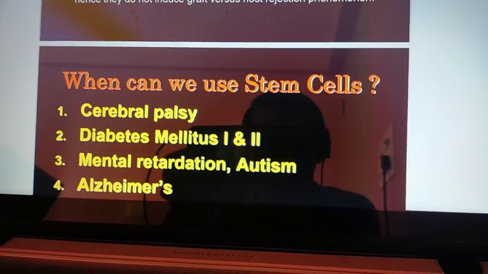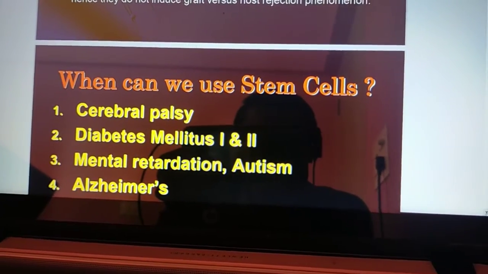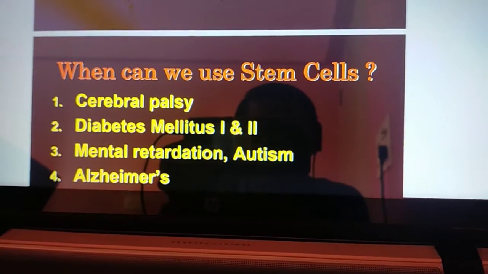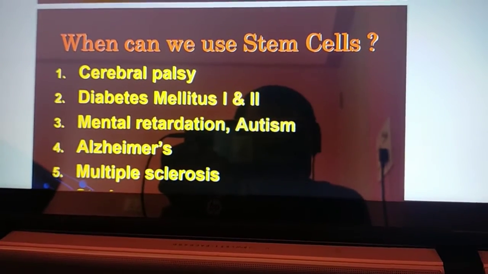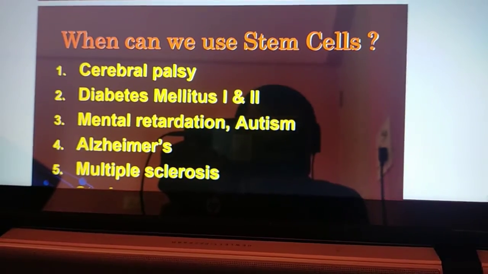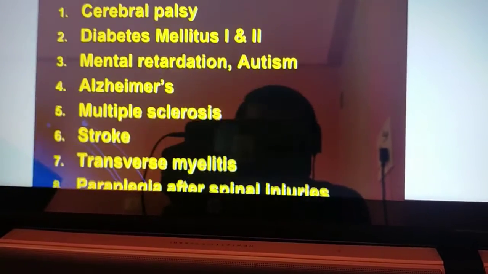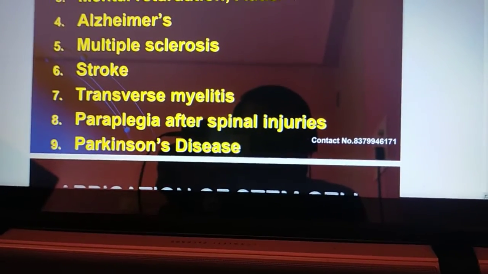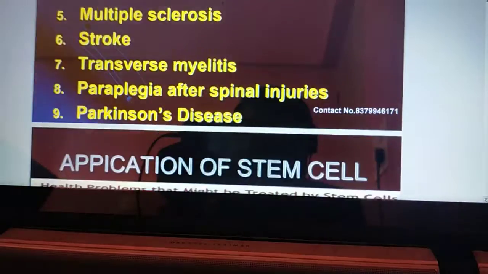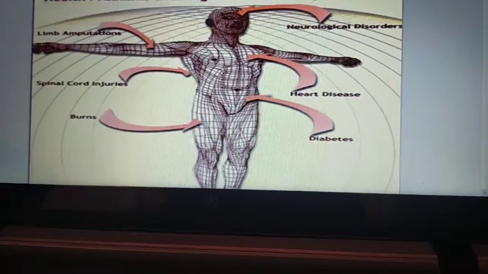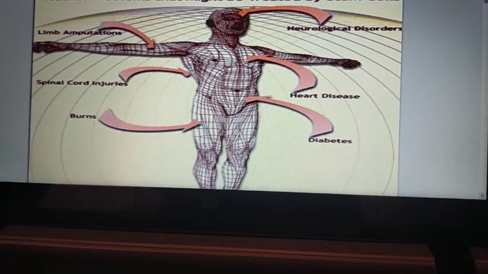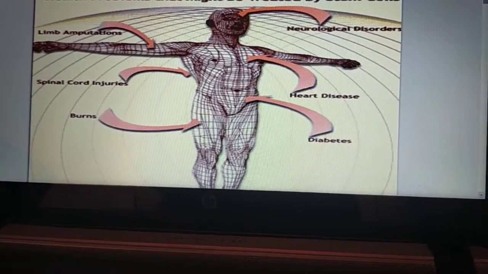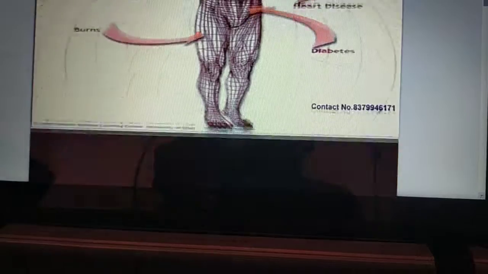When can we use stem cells, and in which diseases can we use them? That is cerebral palsy, diabetes mellitus type 1 and type 2, mental retardation, autism, Alzheimer's, multiple sclerosis, stroke, transverse myelitis, paraplegia after spinal injuries, Parkinson's disease. Applications of stem cells: limb amputations, spinal cord injury, burns, neurological disorders, heart diseases, diabetes.